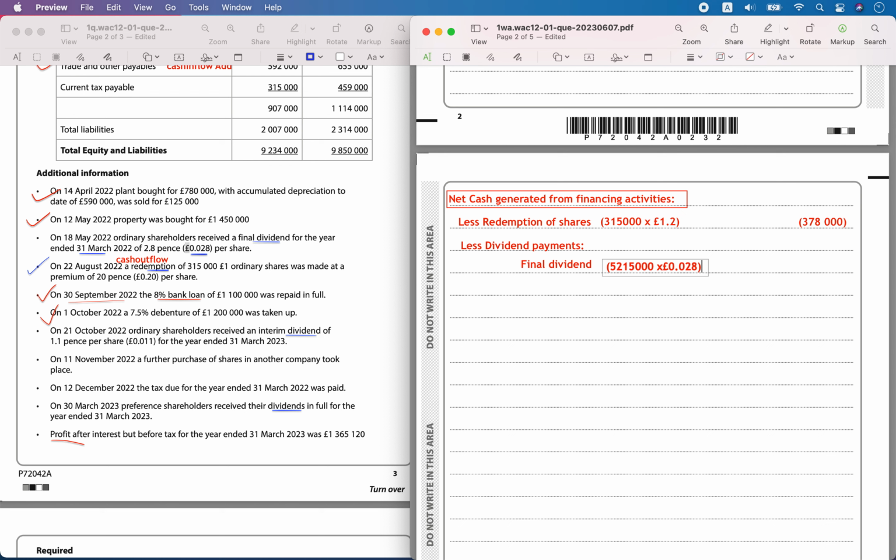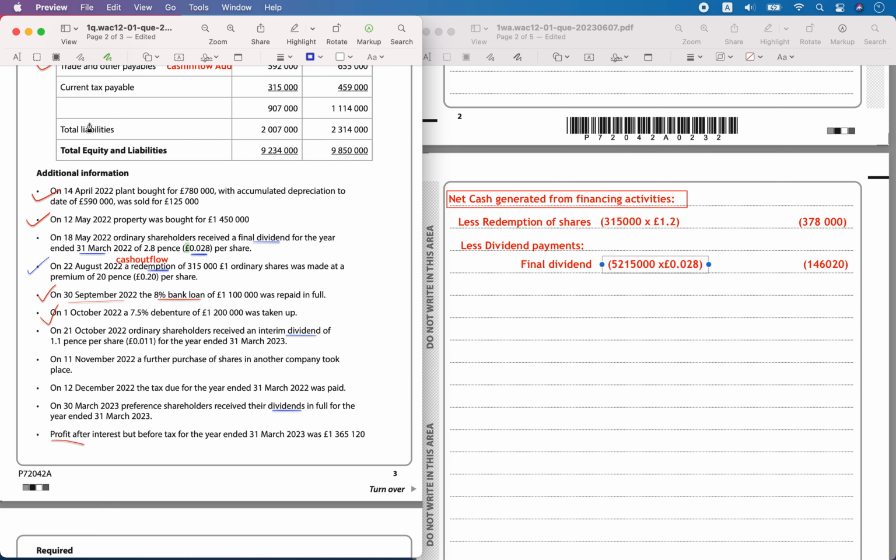So the total amount that was paid is going to be equal to 5,215,000 into 0.028, that is 146,020. Okay, so 146,020 was paid to the shareholders.